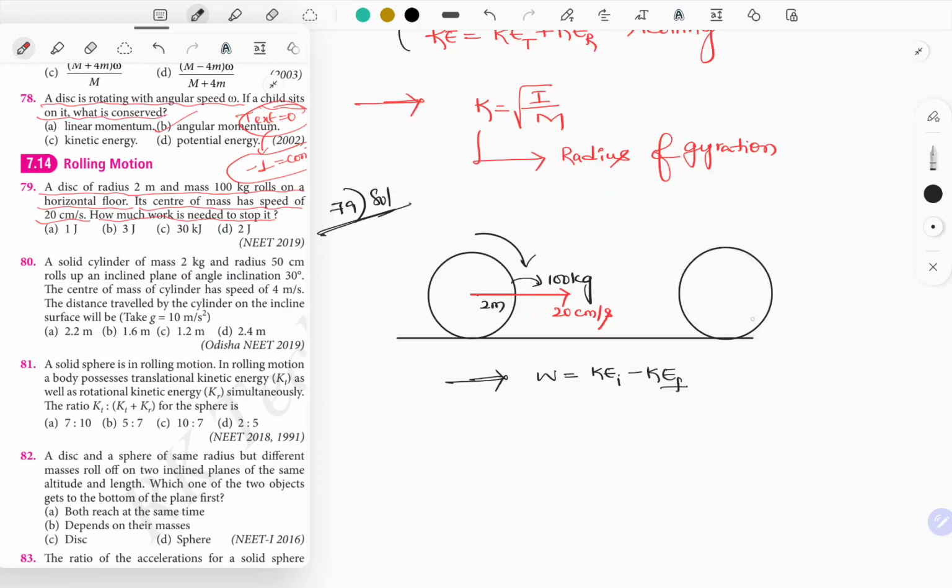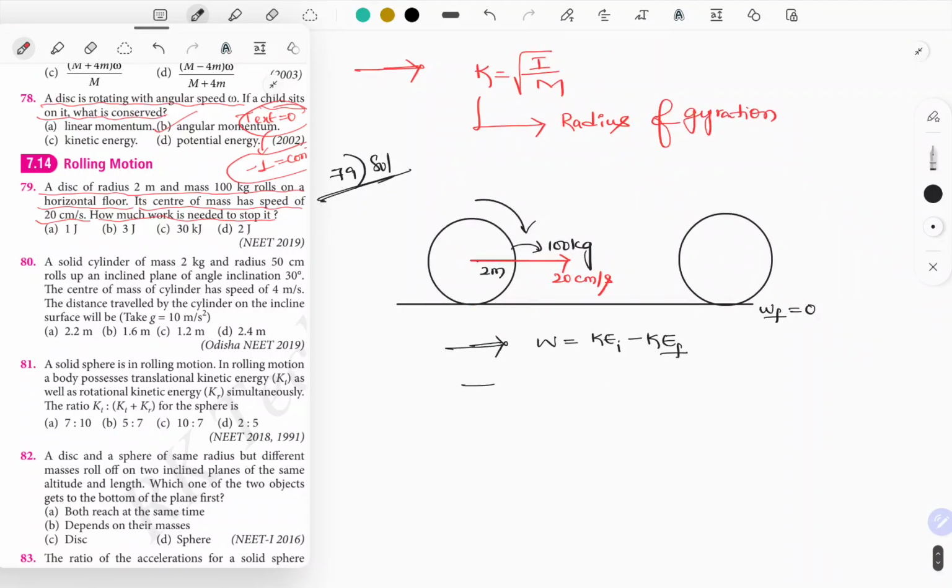Now what is the question they are asking? How much work is needed? So final angular velocity is going to be 0. It is rotating and at the same time moving forward. If they gave you the velocity of center of mass, that means the object is rotating and at the same time moving forward. So what kind of energy will it have? Translational kinetic energy and rotational kinetic energy. Final kinetic energy is going to be 0, because final angular velocity will be 0. So initial kinetic energy is 1/2 mv² plus 1/2 Iω².